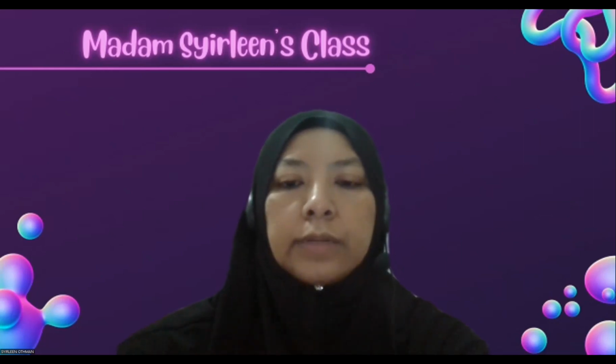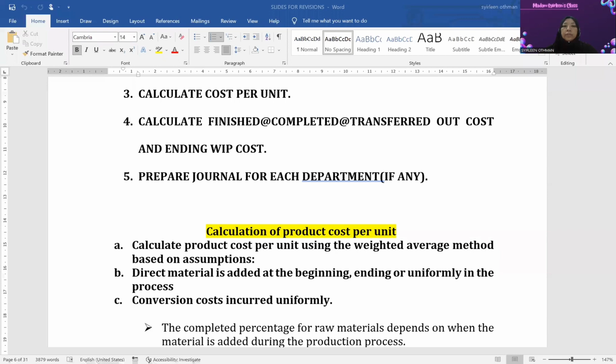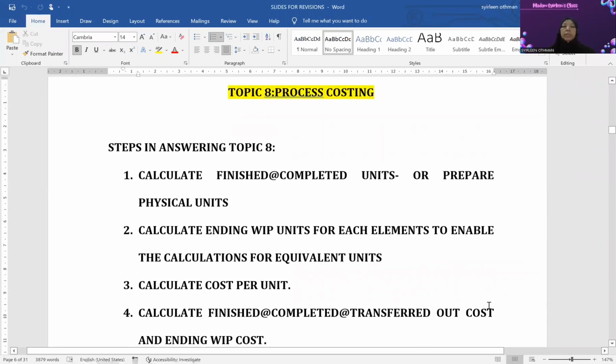Okay, so sekarang kita akan sambung with topic 8. Okay, so for topic 8, the first thing that you need to calculate is the finish or the completed units. Okay, and then we will need to find the ending work in process unit for each elements. If you are in the first department, you need to find for direct materials and conversion costs. And if you are in the preceding department, that means the departments after the first department, you are going to have 3 elements, which is the transferred in cost, the direct materials, and also the conversion cost.